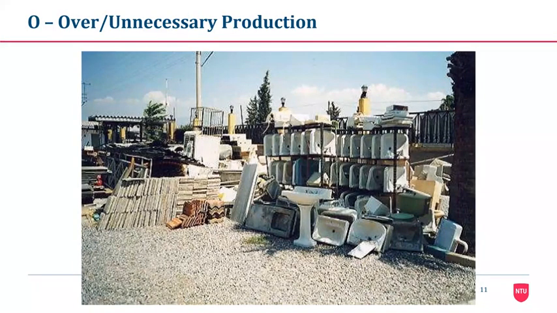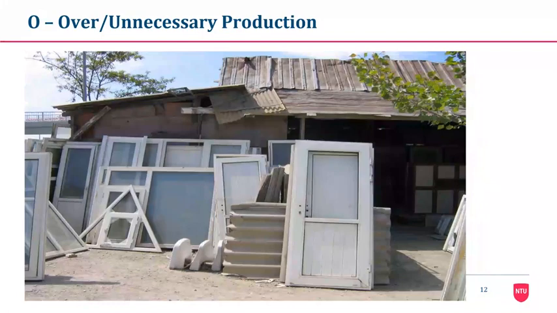O is over or unnecessary production. It is hard to see overproduction in an engineering to order project, as we only deliver what is ordered. However, there is definitely overproduction in the supply chain caused by over-ordering materials.